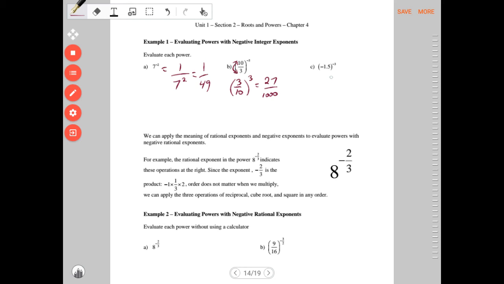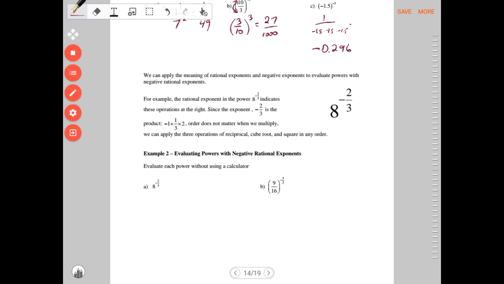And the negative 1.5 to the negative 3. So that is 1 over negative 1.5 times negative 1.5 times negative 1.5. Either way, it works out to negative 0.296. Awesome.